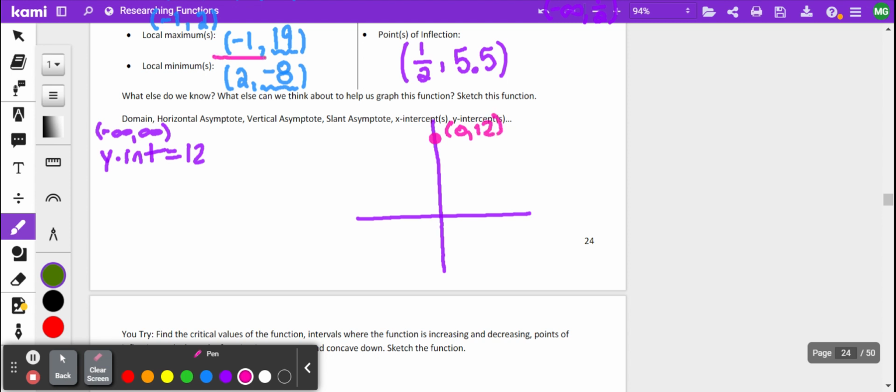We have a local maximum at -1, 19. So, of course, we're just estimating here. Okay, we have a local minimum at 2, -8. So 2, let's call this -8.